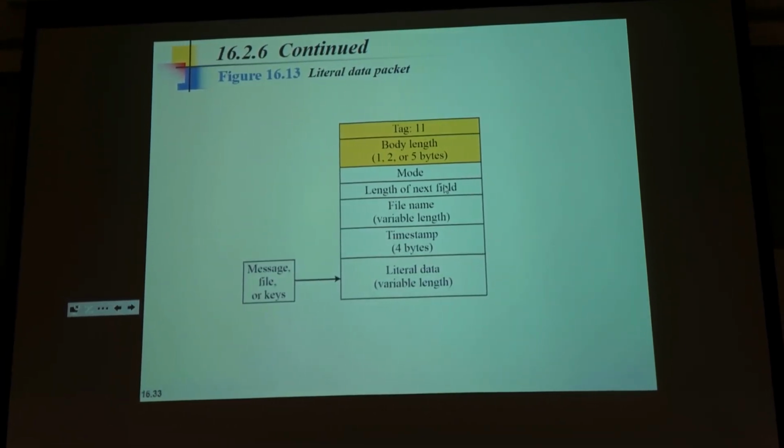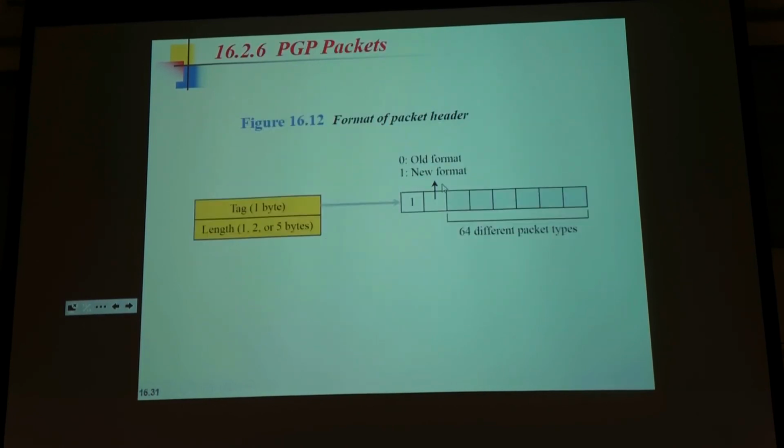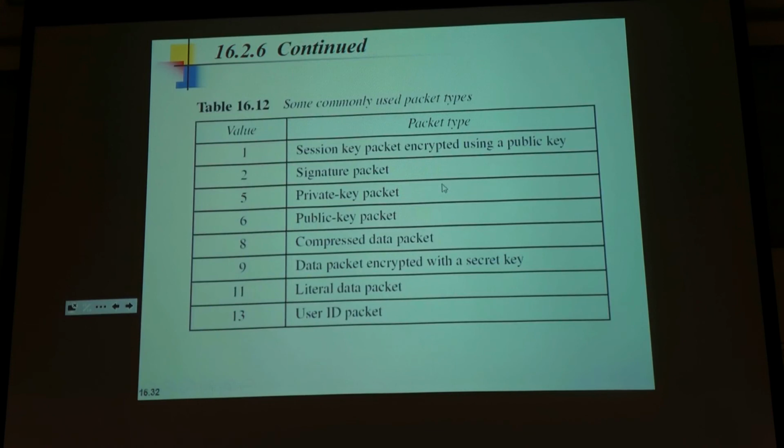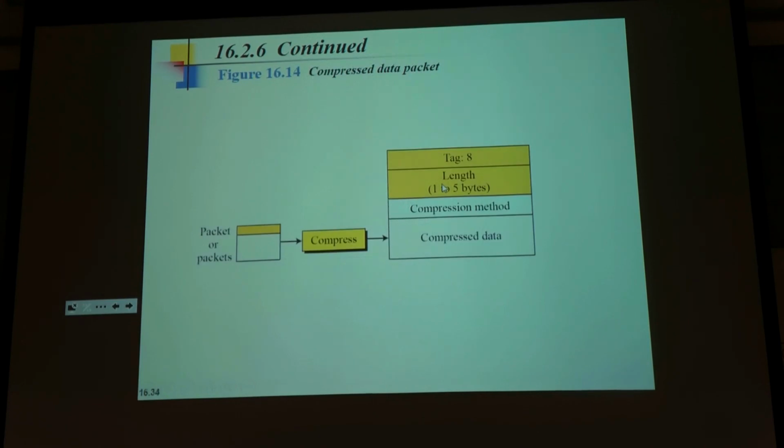Literal data packet. So the data itself is in here. Tag, 1 byte. If the tag is 11, then you have the body length. How long is the body? Then the length of the next fields: file name, timestamp, and literal data. This is the data. The real data will be here. So message, file, or keys will be inserted here.